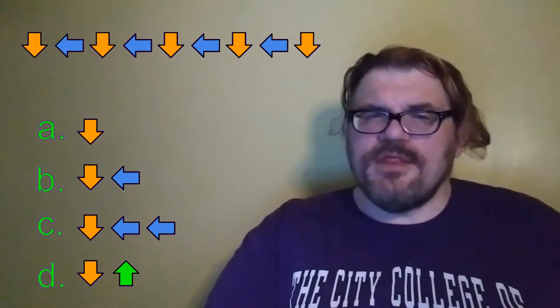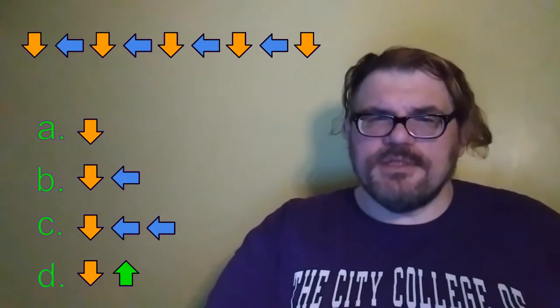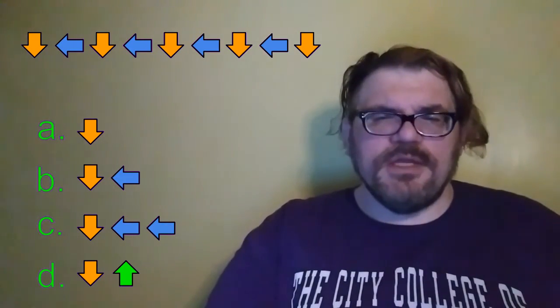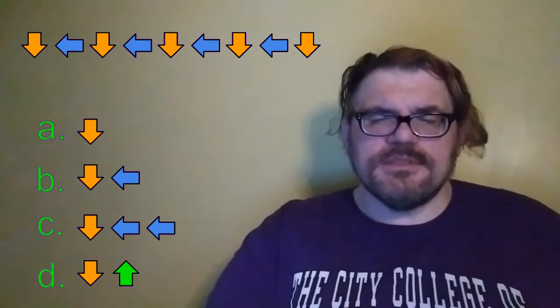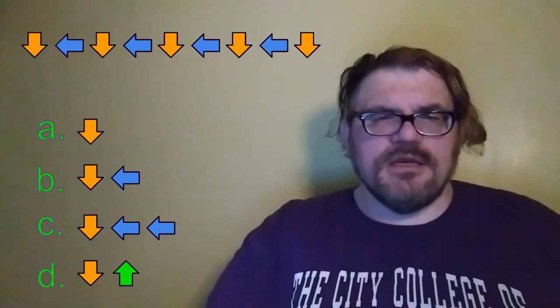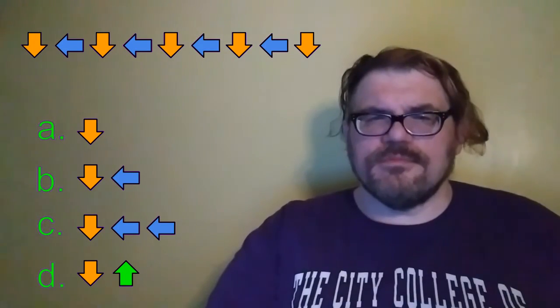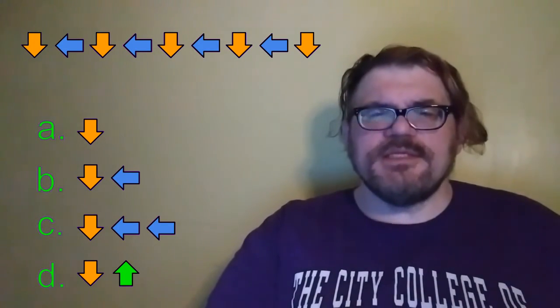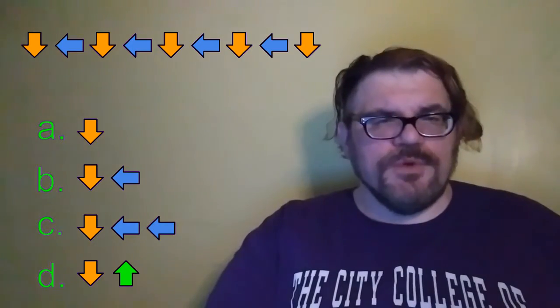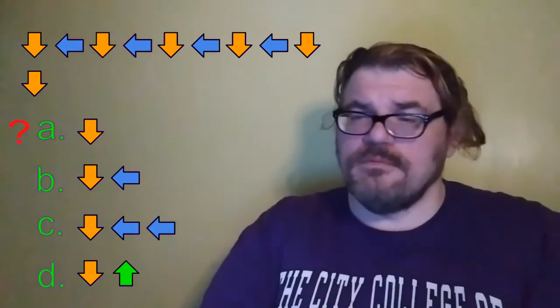I'll give you a minute to look at that and think it over. Which one do you think it is? A, B, C, or D? What is the set of shapes that happens over and over in this? Alright, let's take a look at each one. Let's start with the ones that are not.